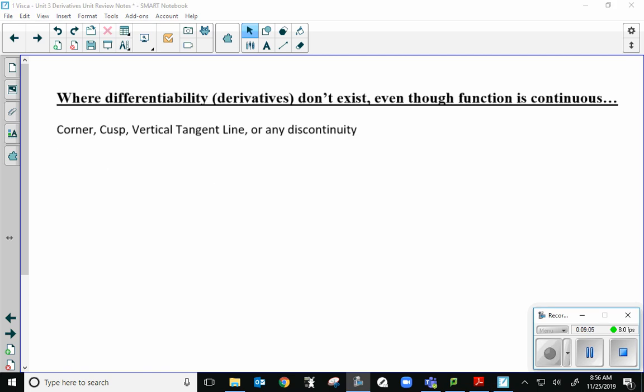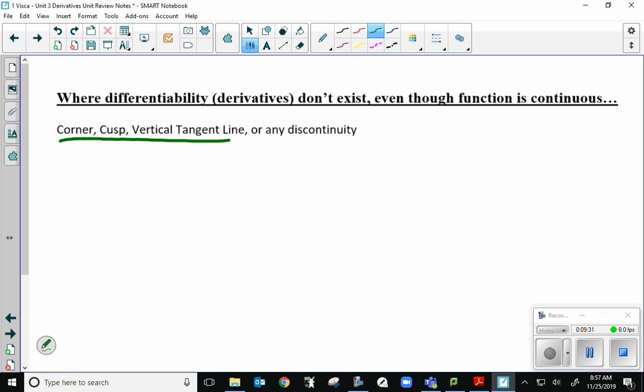So let's talk about where differentiability or derivatives don't exist on a graph, even though the function is continuous. All right, so graphically speaking, if I see a corner, a cusp, or a vertical tangent line, these 3 things listed here, it is continuous, but the derivative does not exist, meaning it's not differentiable.